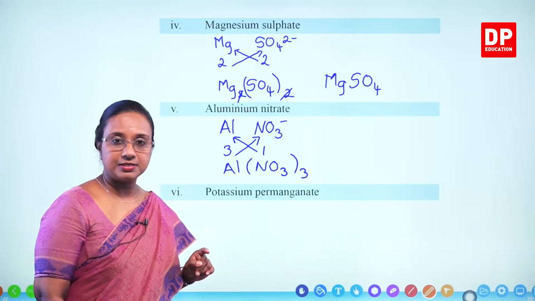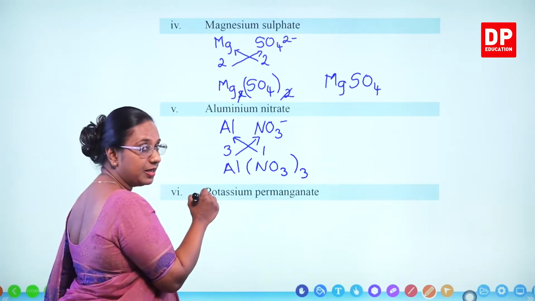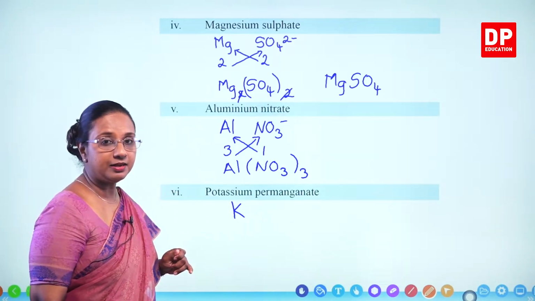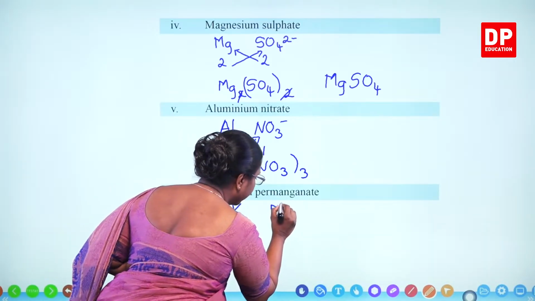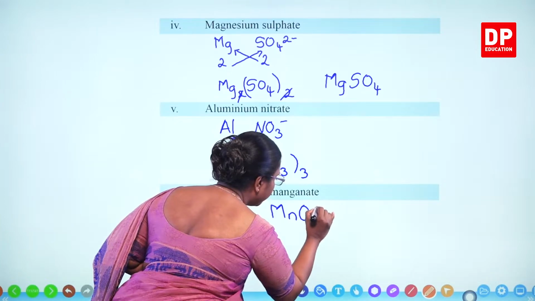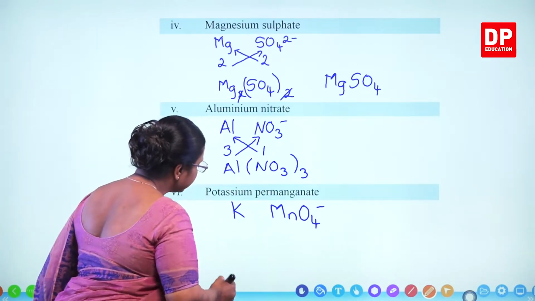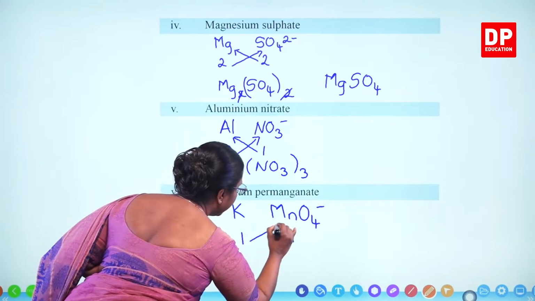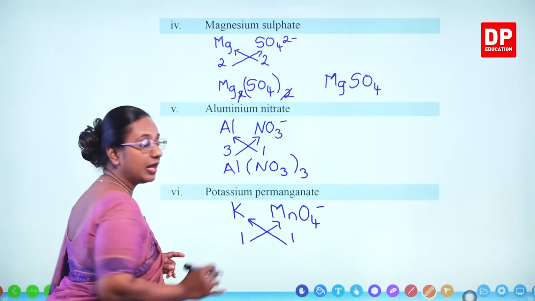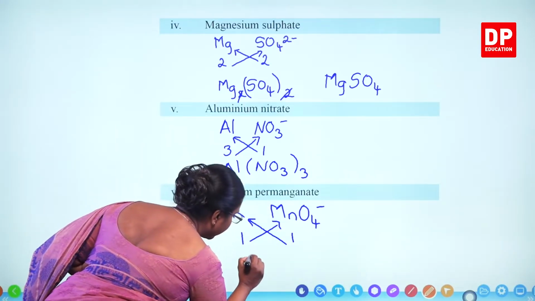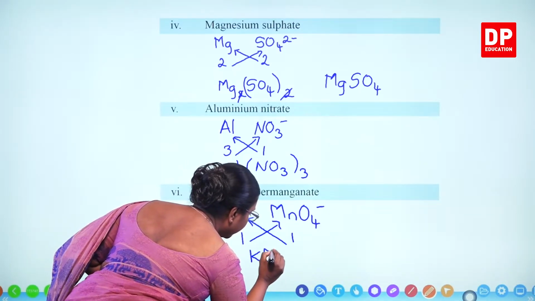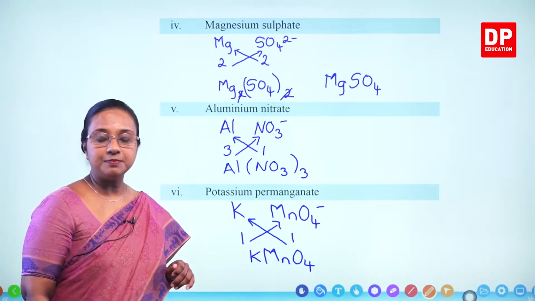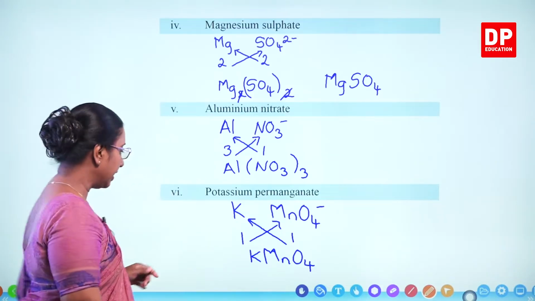Potassium permanganate. Potassium, what is the symbol? Yes, it is K, and permanganate, you can remember the radical, MnO4 minus. And the valencies, potassium has 1, MnO4 minus is 1. And when you exchange the valency, both are equal and equal to 1. So what is the formula you have written? KMnO4. That is potassium permanganate. We'll go to the next one.